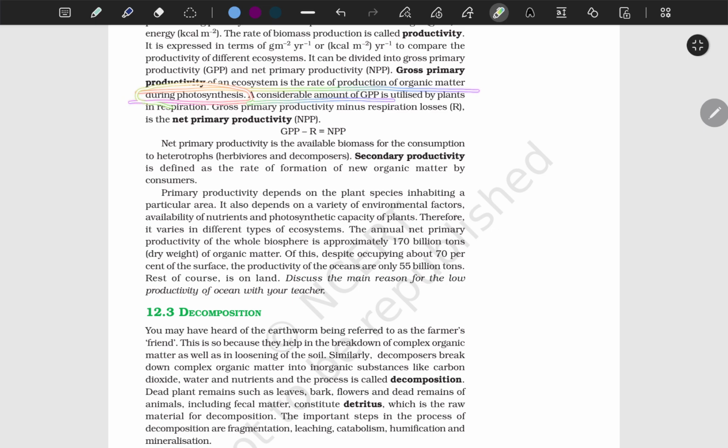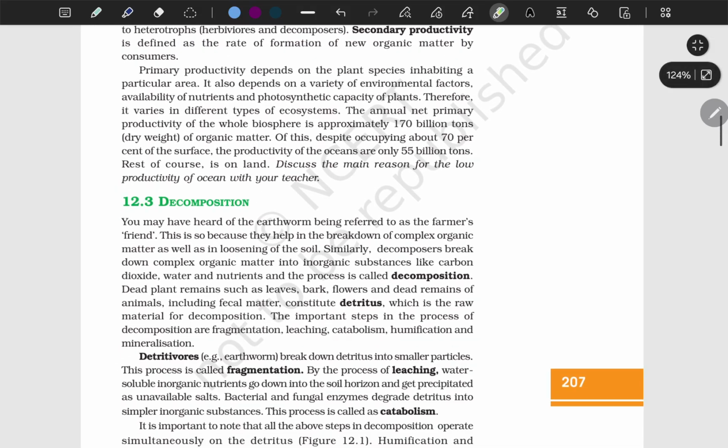A considerable amount of GPP is utilized by the plants in respiration. Gross primary productivity minus respiration losses is the net primary productivity. GPP minus R is equal to NPP. Net primary productivity is the available biomass for consumption to heterotrophs, herbivores, and the decomposers. Secondary productivity is defined as the rate of formation of new organic matter by the consumers.